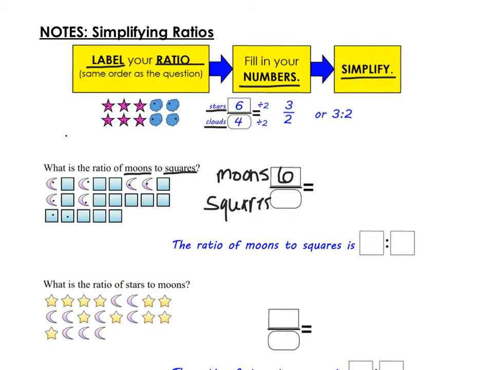And the squares we have 1, 2, 3, 4, 5, 6, 7, 8, 9, 10, 11, 12, 13, 14, and 15. All right, so now I'm going to ask myself, what can I simplify both 6 and 15 by? We can simplify by 3. So I'm going to do 6 divided by 3, which is 2, and 15 divided by 3, which is 5. So my ratio of moons to squares is 2 to 5. Or remember, we can also write the ratio of moons to squares with a colon and say 2 to 5.